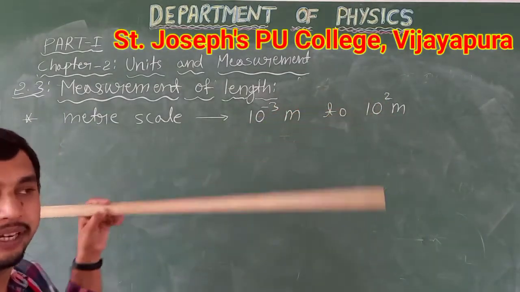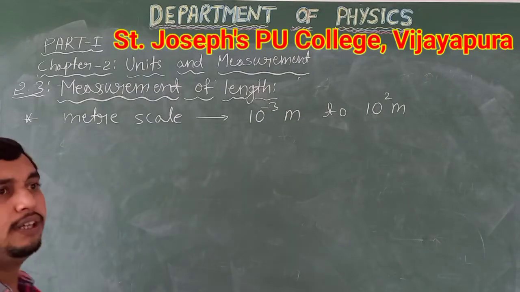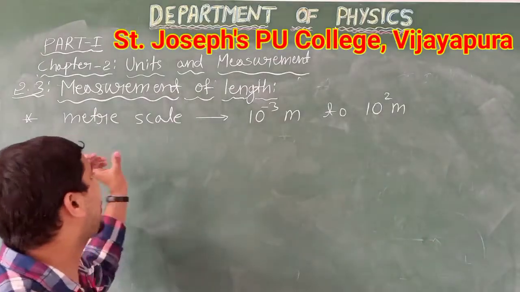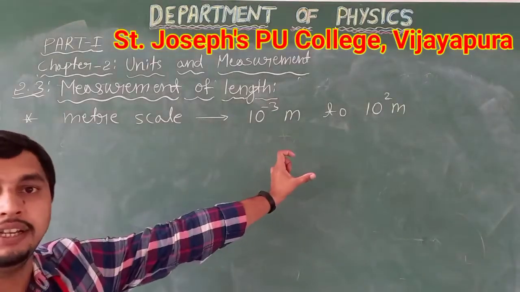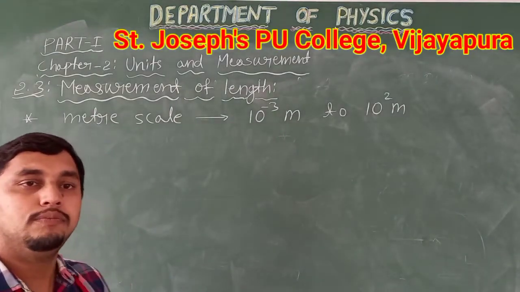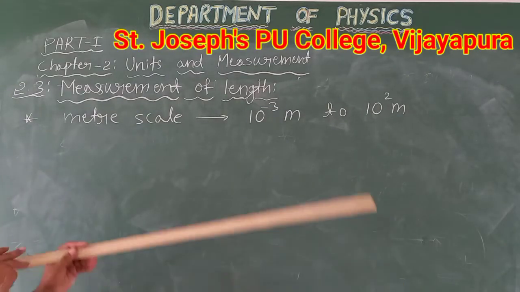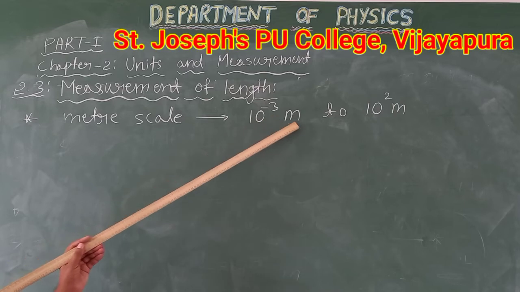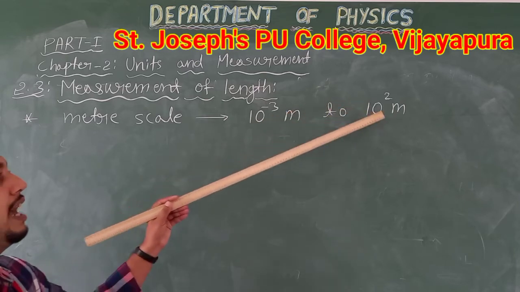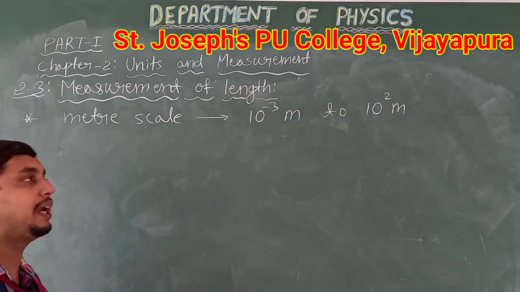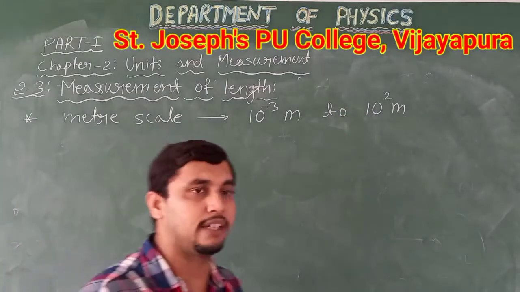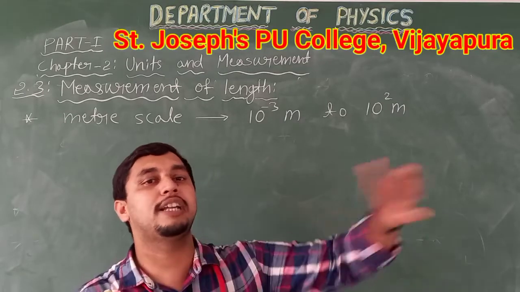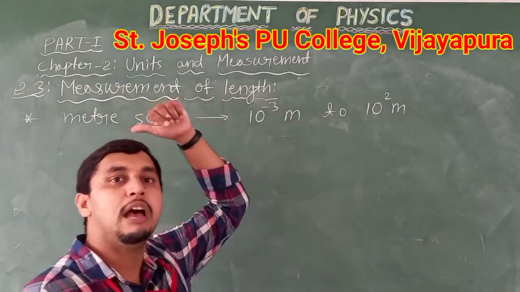That is the standard meter scale, which is in the world laboratory. The scientists use the standard meter scale for measurement of length. Usually it measures lengths from the least measurement of 10 to the power of minus 3 meter to the larger measurement of 10 to the power of 2 meter, that is approximately 100 meter. We can measure a 100 meter running track by using this meter scale.